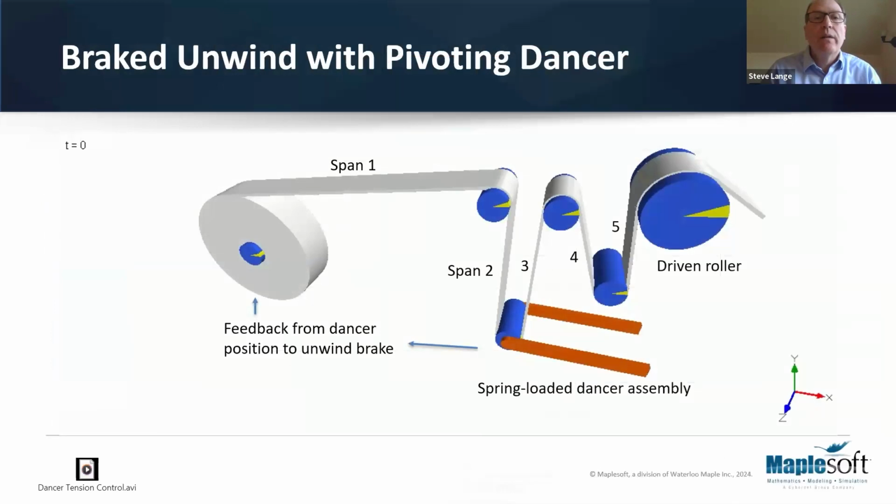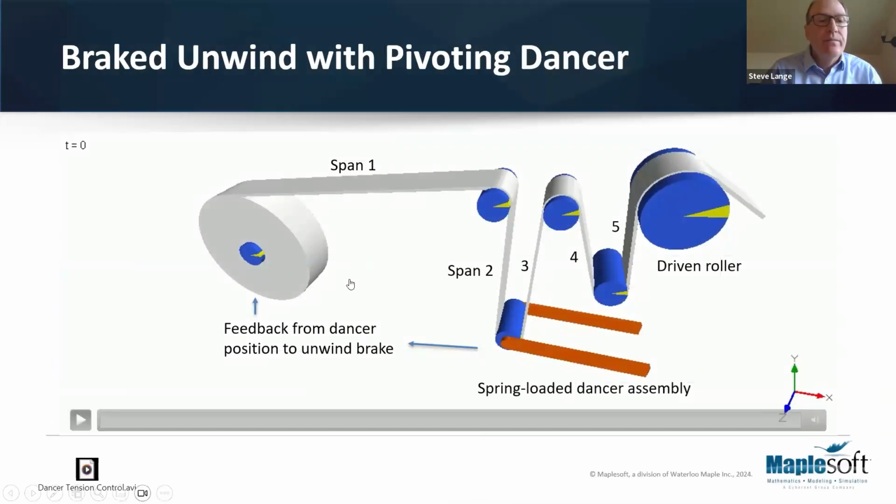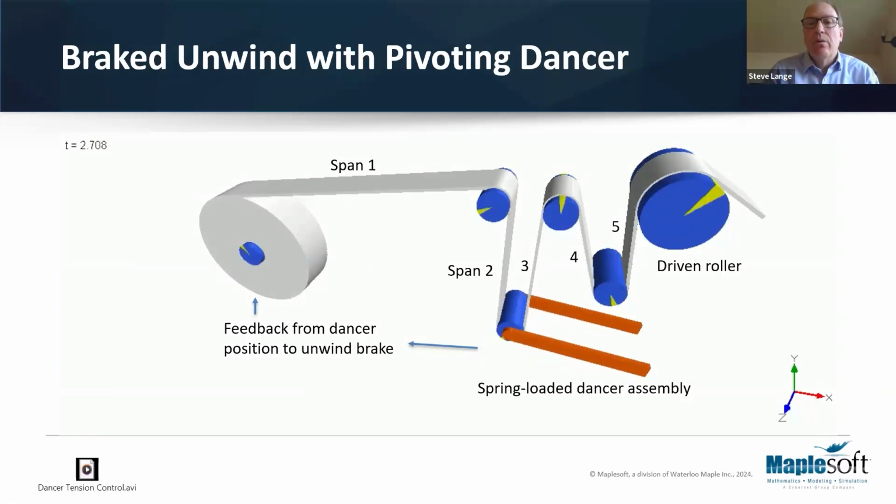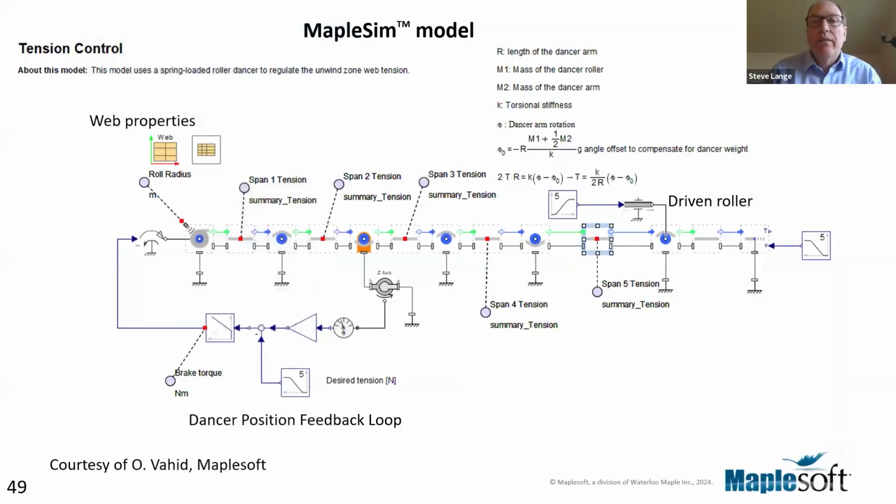Okay. Pivoting dancer. This is a simple arrangement of an unwinding roll. We have a spring-loaded dancer. We have a driven roller pulling the web through this dancer. Let's take a look at how that's modeled.